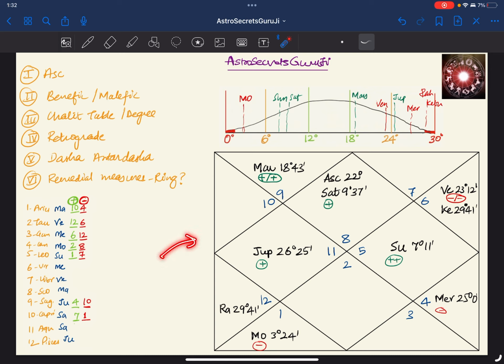I will cover some of the things in detail. Let's say dasha, how many years it will run for different planets, remedial measures in detail, and we'll cover a few more kundlis in detail in later videos as well.